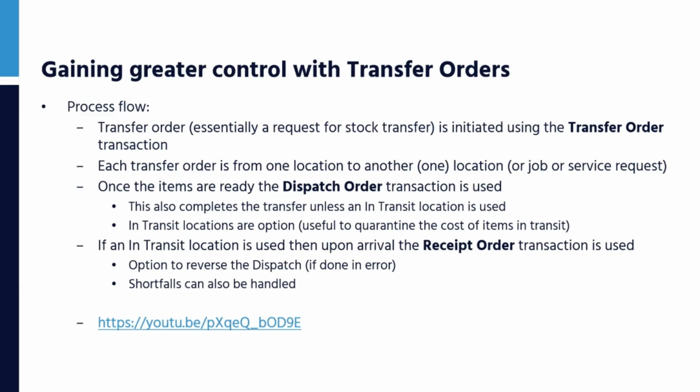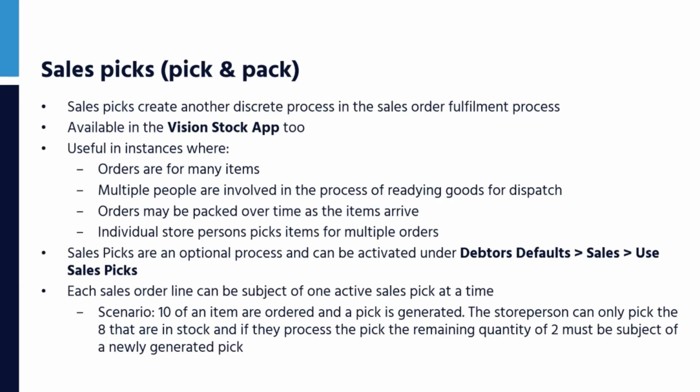And if you are using the in-transit location, then the receipt order transaction is used, and you also have the option to reverse the dispatch if it was done in error, and you can also handle shortfalls. So if it's the situation where the transfer order can't be completed in full, but you don't want to keep it alive, you can handle those shortfalls as part of that receipting process as well. And again, there's another little YouTube link there as well.